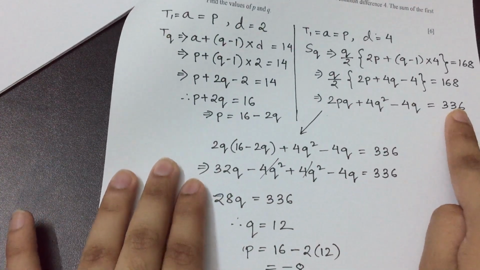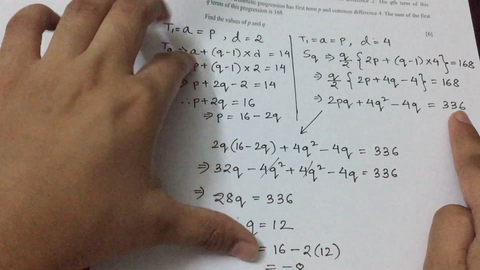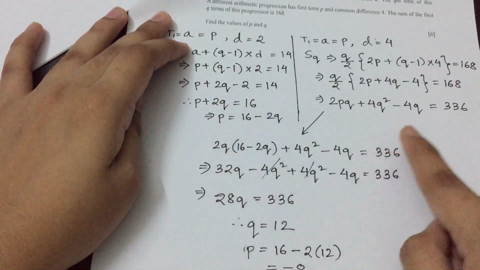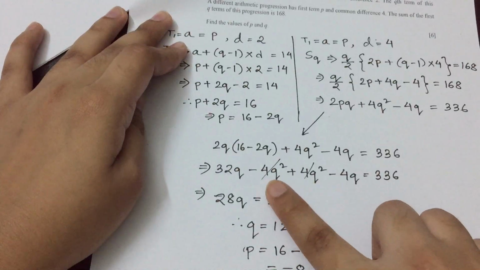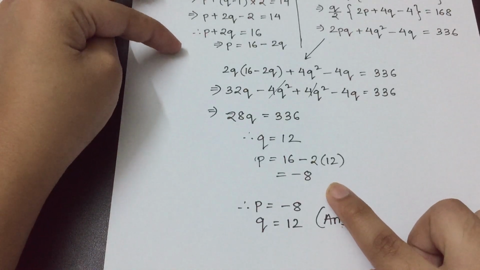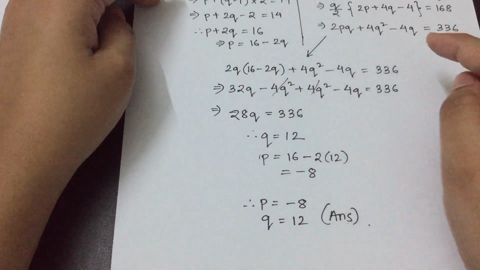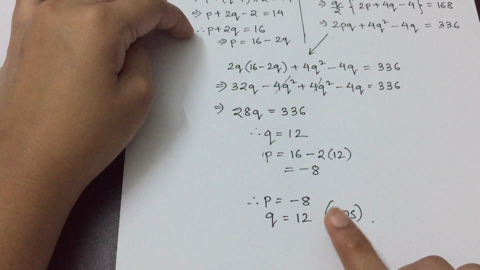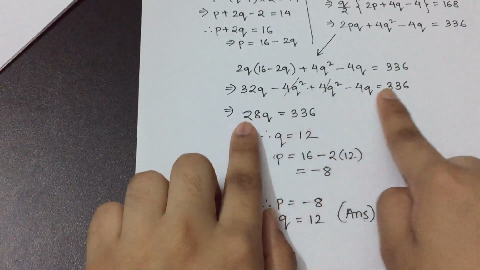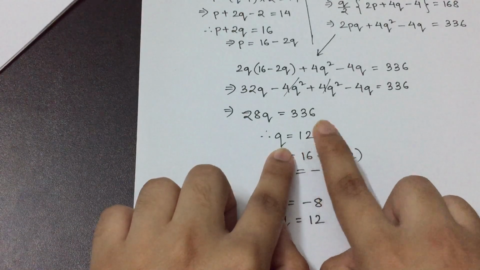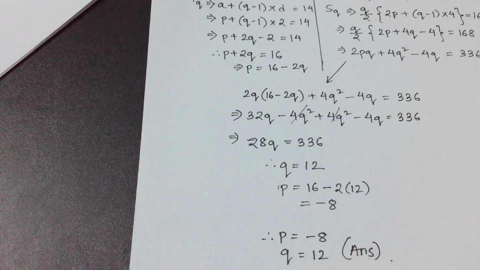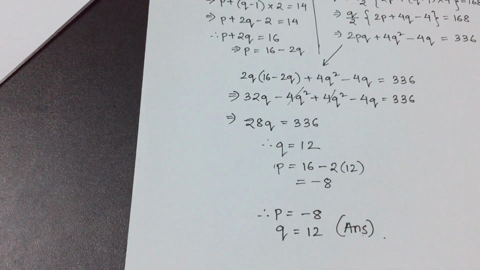So in order to solve for p and q, I have used the substitution method. I made p the subject from here and substituted the value of p in this equation, as you can see here. Then it finally gives me the value of p to be -8, and then I can easily use it in any one of the equations and find out the value of q. The equation was in terms of q. I found q first, and then I replaced q in this equation to find out p. So this is my p and q.